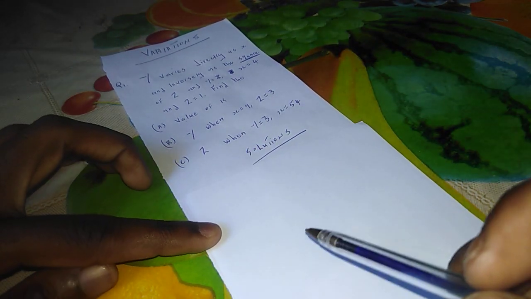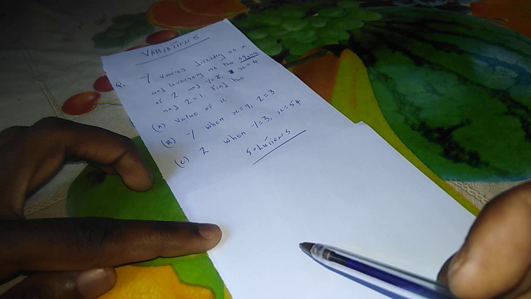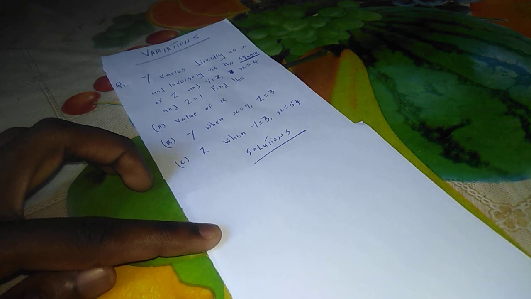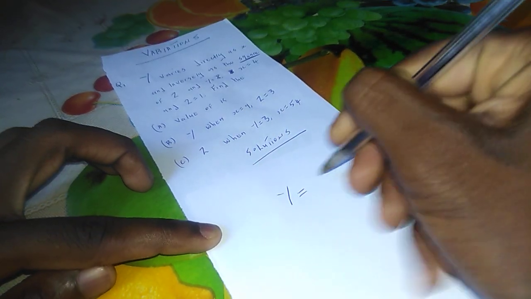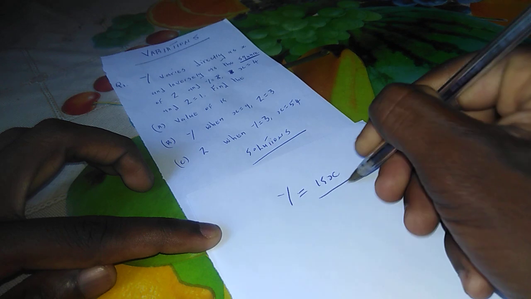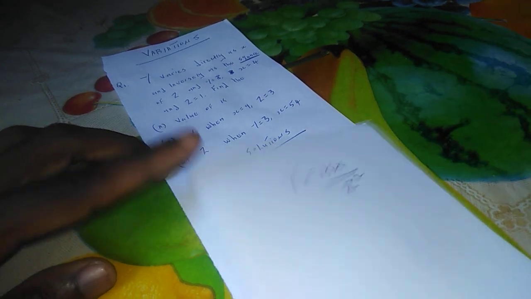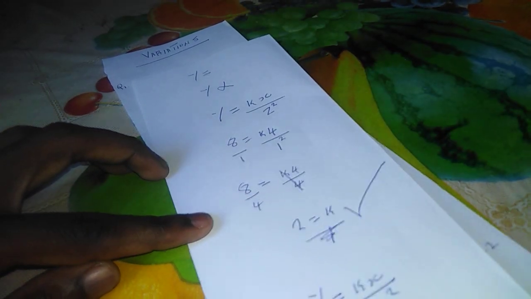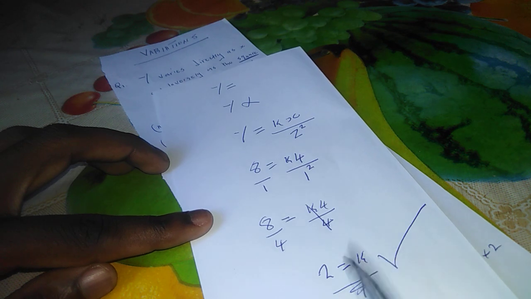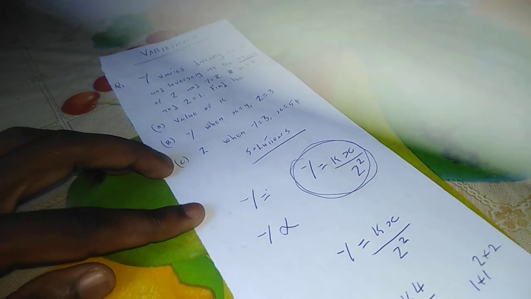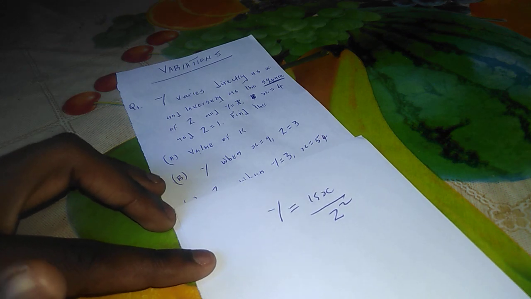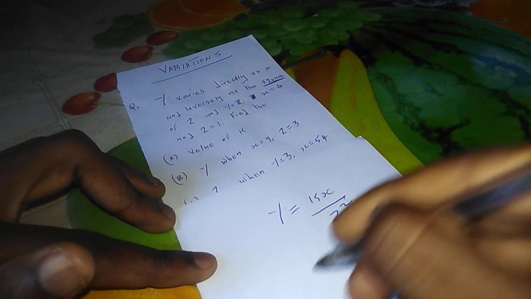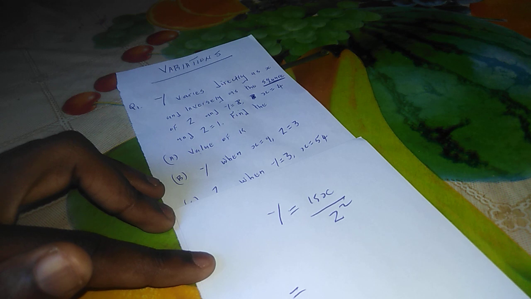We find the value of z when y is equal to 3 and x is equal to 54. Now remember that z is squared. Our formula was y is equal to kx over z squared. Let me verify that. Yes, it's true, that's the correct formula. So we are in the same lane.